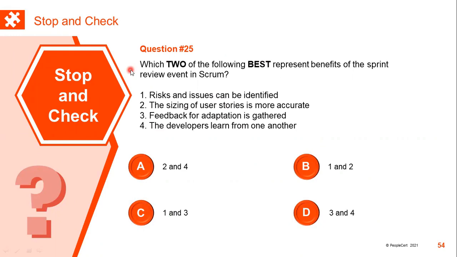Number 25, which 2 of the following best represents benefits of the sprint review event in Scrum? 1, risks and issues can be identified. 2, the sizing of user stories is more accurate. 3, feedback for adaptation is gathered. 4, the developers learn from one another. Note that the question is about the sprint review. Option A, 2 and 4, or B, 1 and 2, or C, 1 and 3, or D, 3 and 4.